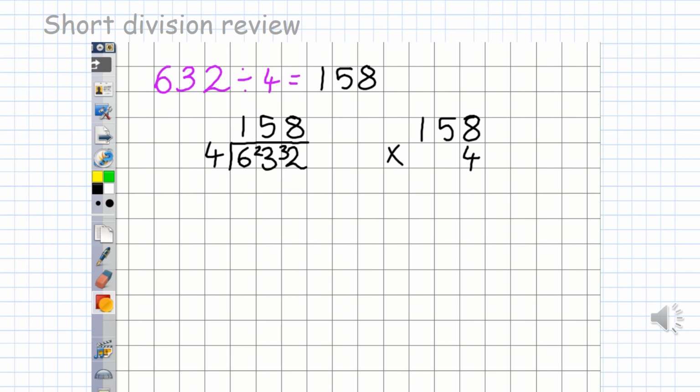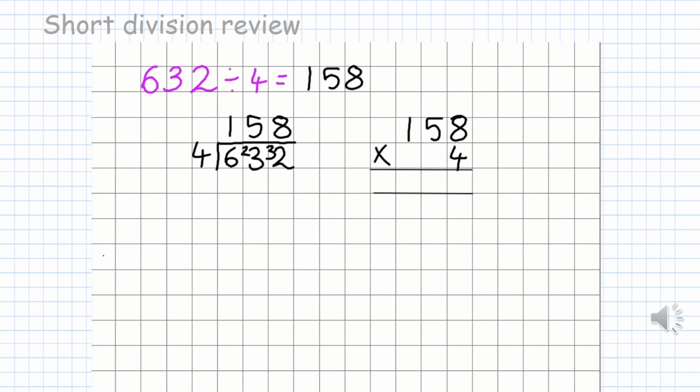So, eight times 4 is 32. 5 times 4 is 20, add the 3 is 23. 1 times 4 is 4, add the 2 is 6, 632. So it's correct.